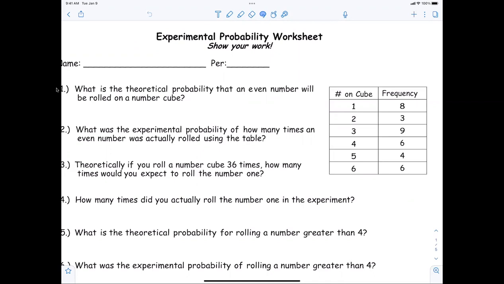So instead of saying the theoretical probability, we're going to write the experimental probability. That's it. That's the only difference. So you have to be able to read a chart. Now, can someone tell me what frequency means? Yeah, how many times it's happened. Good. Frequency is the 1 was rolled how many times? 8. The 2 was rolled.